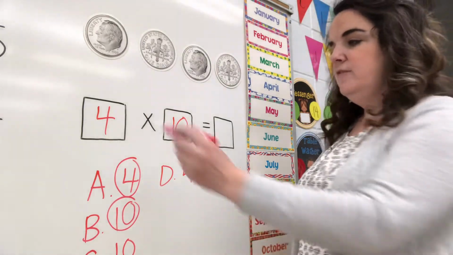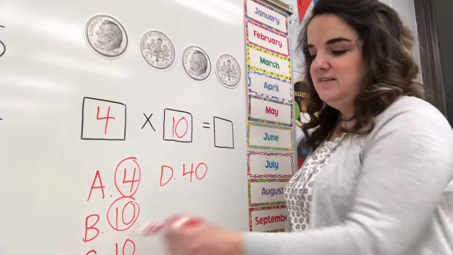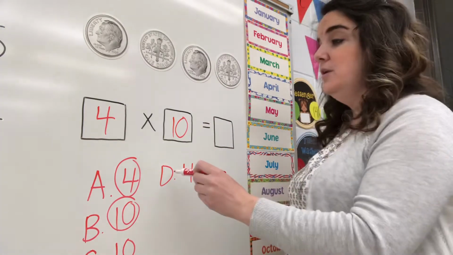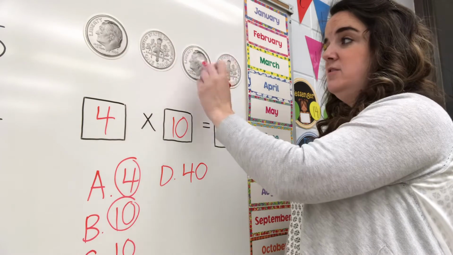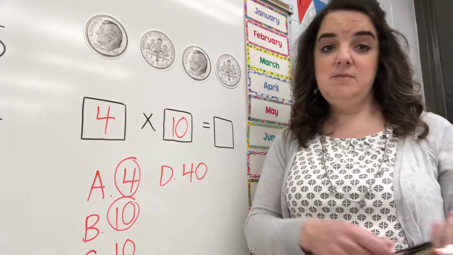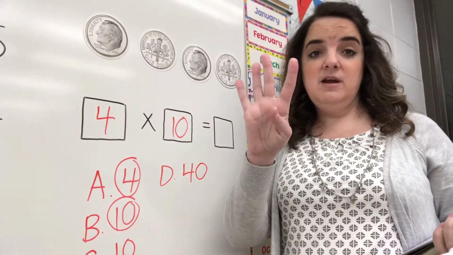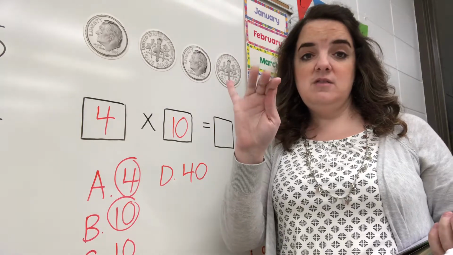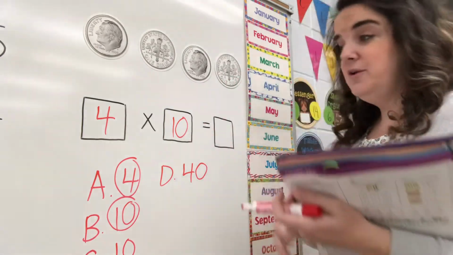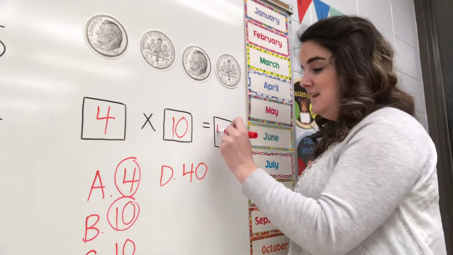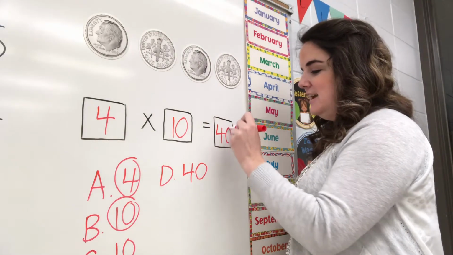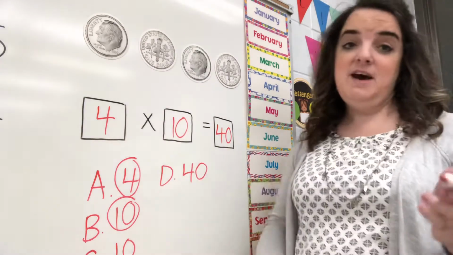Now, 4 times 10 is not going to be 10. 4 times 10. 10, 20, 30, 40. 4 times 10. Here's 4 dimes. We're going to count by tens. 10, 20, 30, 40. So 4 times 10 equals, what do you think it is? It is 40.